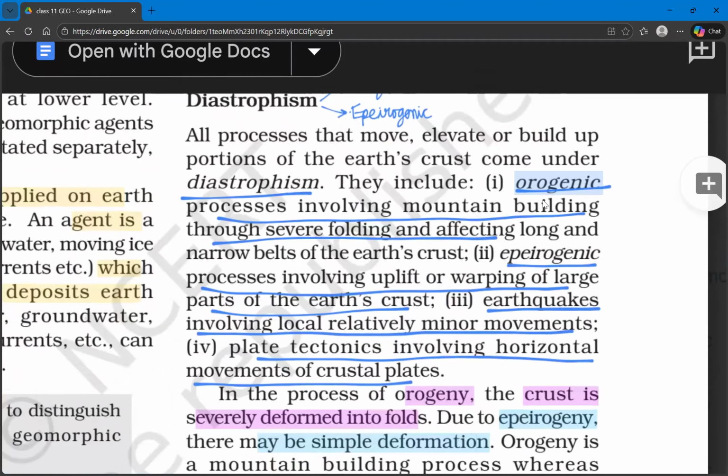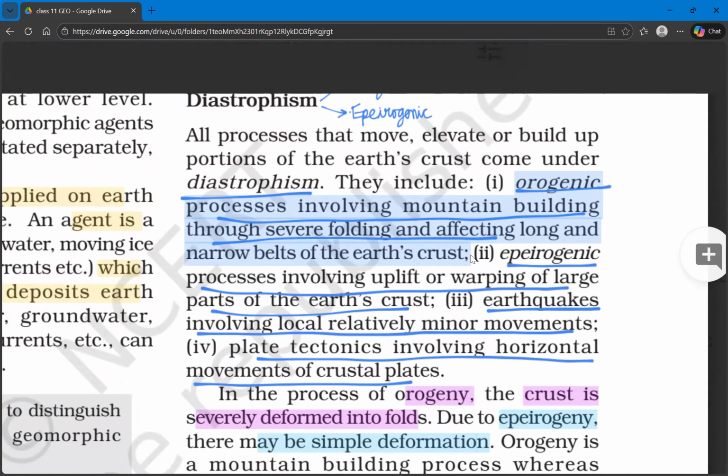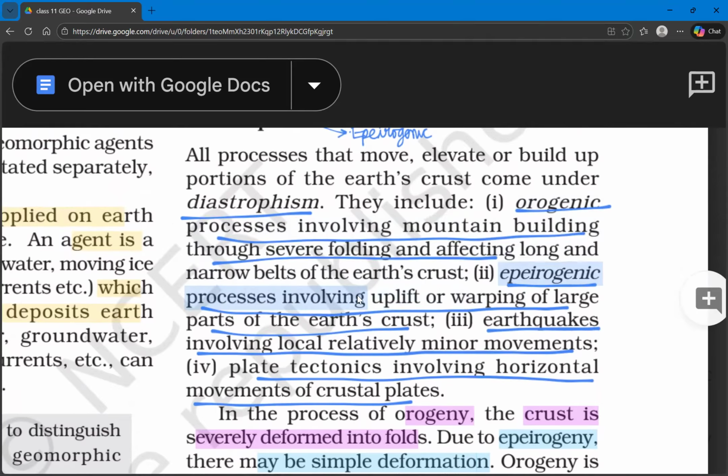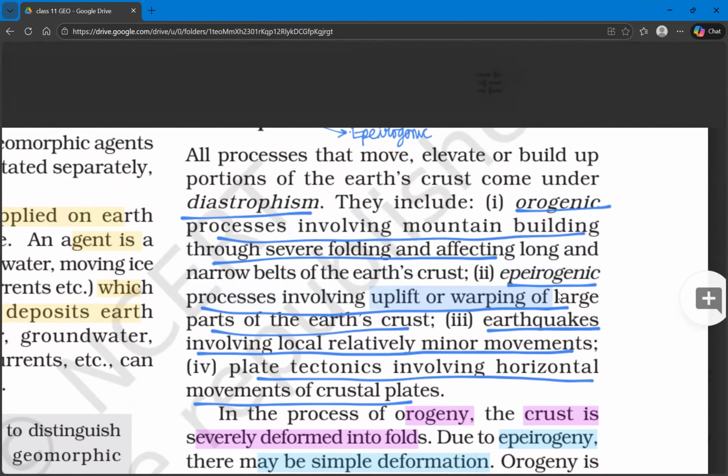Orogenic processes involve mountain building through severe folding, affecting long, narrow belts of the Earth's crust. So, orogenic is also called mountain building processes. Under orogenic processes, mountain building happens through severe folding. And the next one is epirogenic. Under epirogenic, there is uplift or warping of large parts of Earth's crust. So, epirogenic is just generally a continental building process.